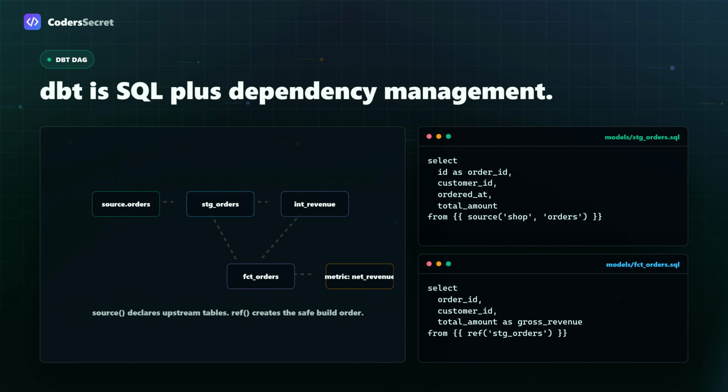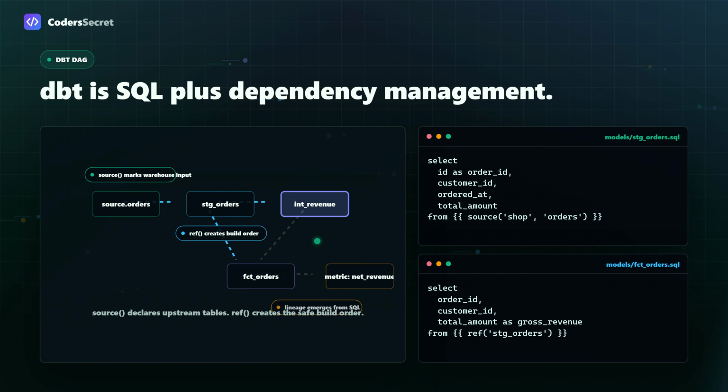On screen, source declarations mark upstream warehouse tables. Each SQL model uses ref calls to depend on another model. DBT reads those refs and builds the graph in a safe order. That graph is the first lineage map. It tells you what must run first, what depends on what, and which downstream models can break when one model changes.